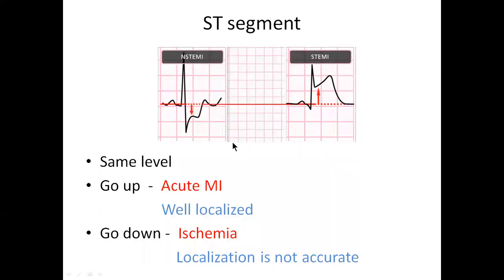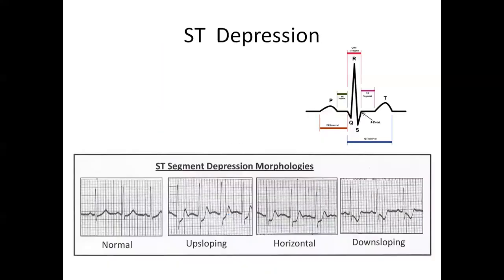Now, if it is a MI with ST elevations, it is well localized. What that means is that we can, just by looking at the ECG, know exactly where the MI is. But if there is ST depression, all we can know is that there is ischemia, but we wouldn't be able to pinpoint where the ischemia is. It's not sensitive.